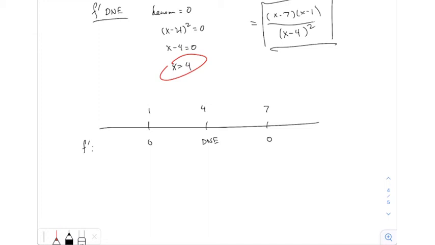When I plug in all the way on the left side, I'm going to use x equals 0. So I go f prime of 0. This is going to be 0 minus 7, 0 minus 1 over 0 minus 4 squared. Here's a little tip. In this example, the denominator is always going to be positive, because it's a thing squared. So you can just remember that. What is this? That's a negative times a negative divided by a positive, and so overall, that one is positive.